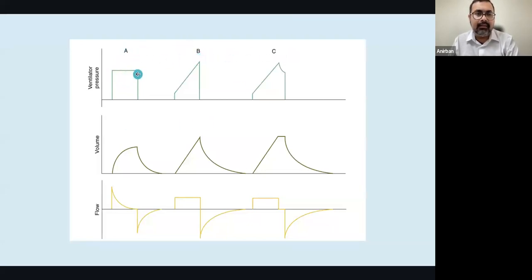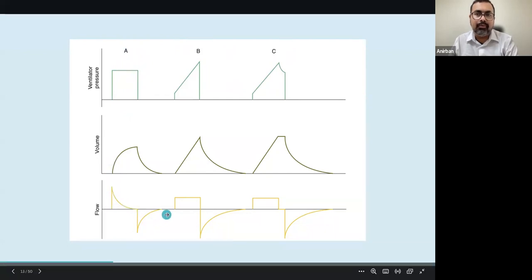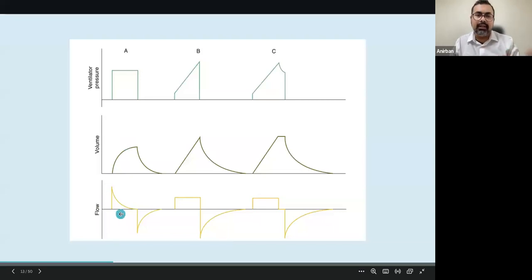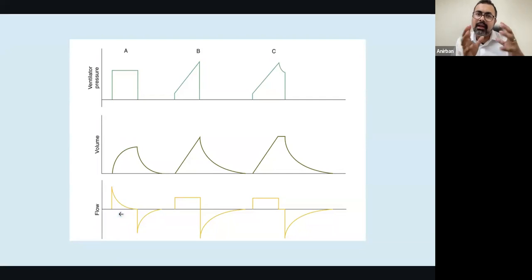So in breath A, we can see that there is a square wave pattern in the pressure waveform, and the flow is a descending ramp pattern. We'll come to these flows. So we can see that throughout this inspiration, the ventilator has maintained this pressure. And other values will change: flow can increase or decrease, volume can increase or decrease, depending on the compliance of the lungs and the resistance of your airways. It will vary. So this is a pressure controlled breath.